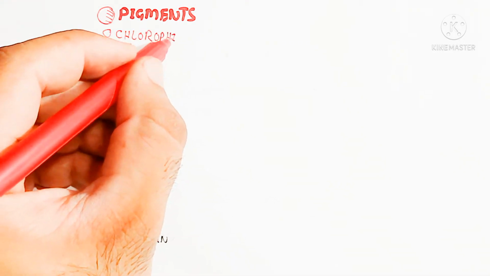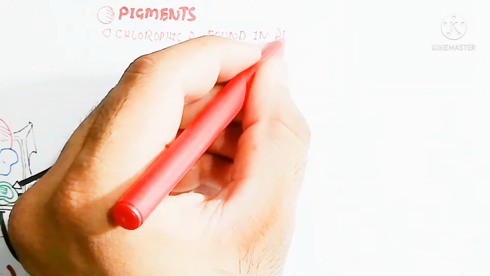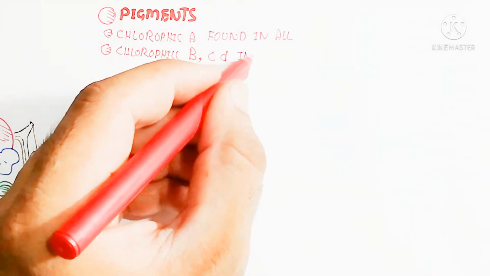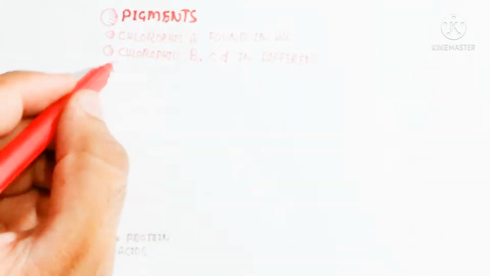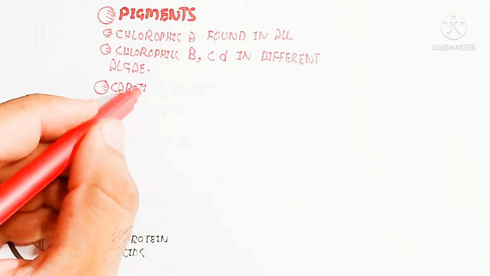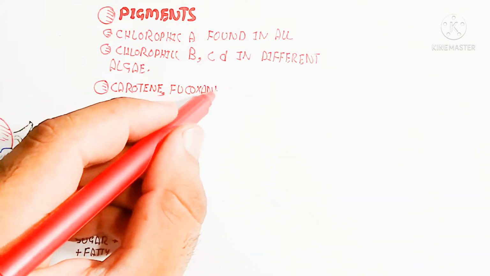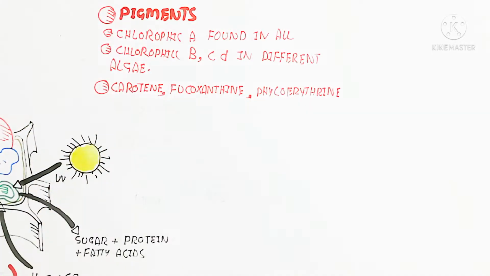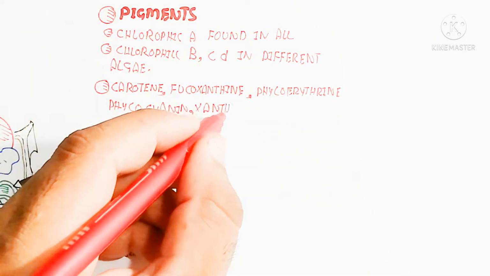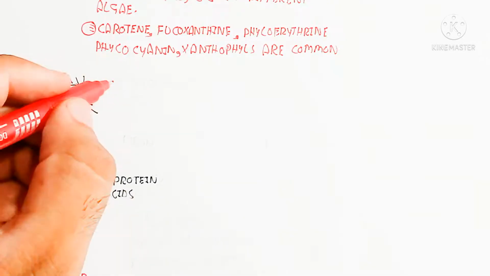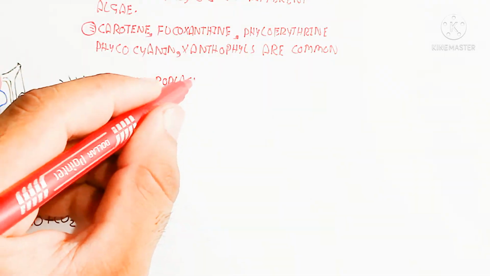On the other hand, the branched is Stigeoclonium or sheath-like alga, which is the best example of the branched filamentous form. So the pigment, if we talk about here, we will discuss the pigment contained in a plant-like protist, which is basically chlorophyll A found in all, but chlorophyll B, C, D in different algae. So that is the plant-like protist. Why? Because it is present in the water. So carotene, fucoxanthin, phycoerythrin, phycocyanin and xanthophyll are common.